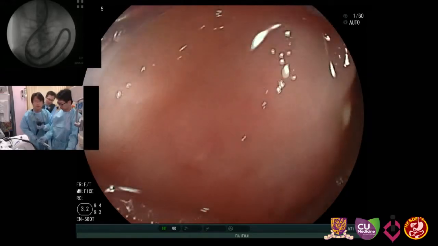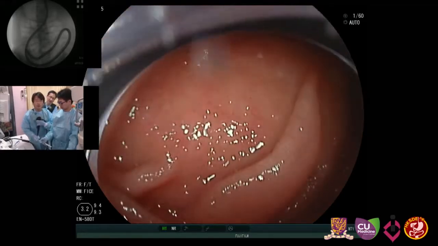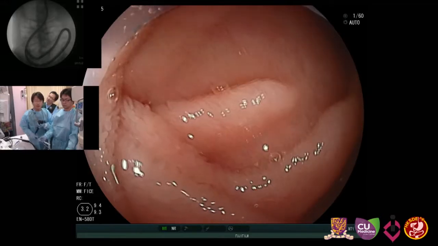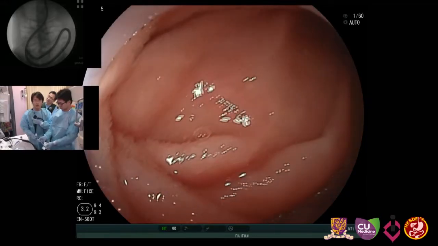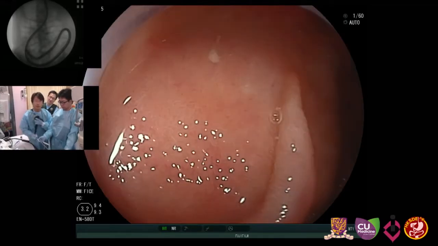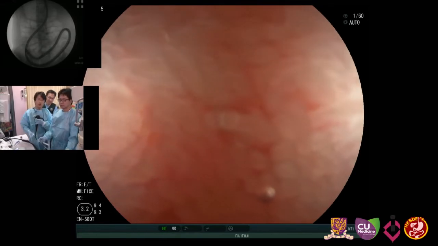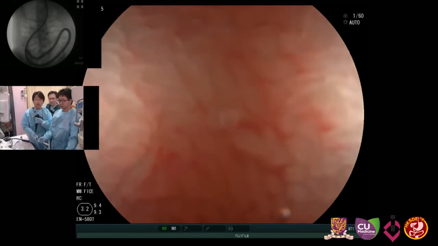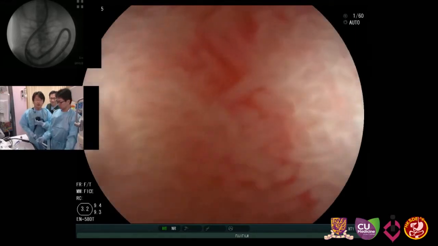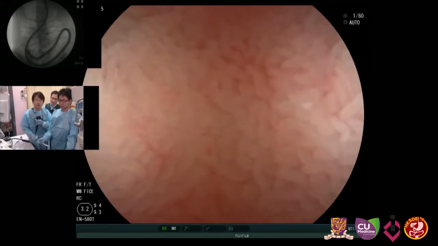Dr. Yamamoto, can you explain why you're using a soft cap at the tip of the scope? Okay, I always use a soft cap at the tip of the scope to prevent the red out. Even without insufflation of the air, I can keep a bit of distance from the mucosa to the endoscope. So even with this kind of view, you can still see the endoscopic image, no red out. Then I can try to find the next luminal direction.